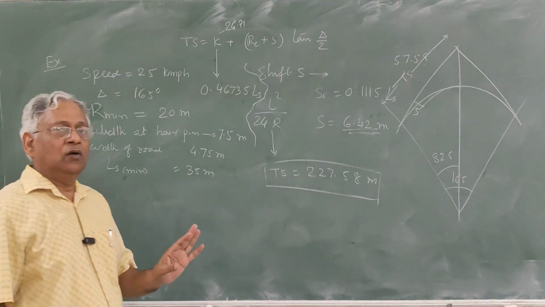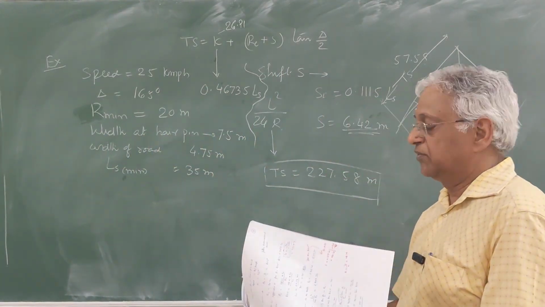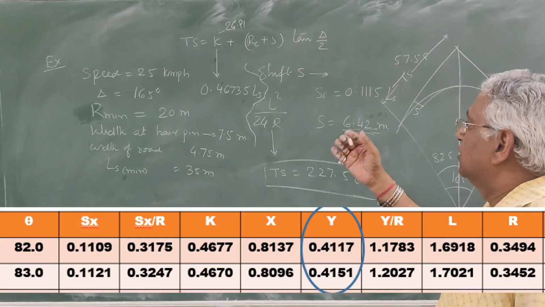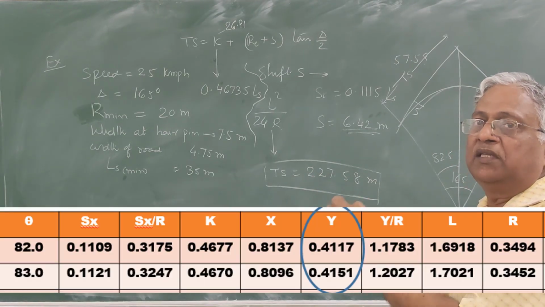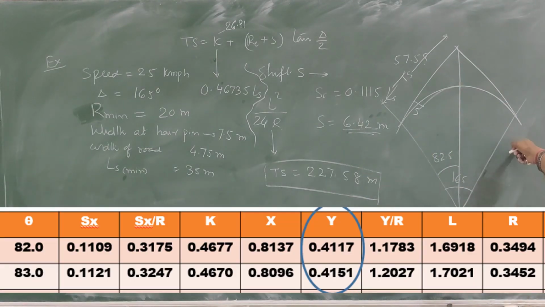If you want to find out the Y value, that is offset, Y is also given in terms of L in the same table. So you can find out at different L values what would be the offset. So that is how you can set the inner curve.